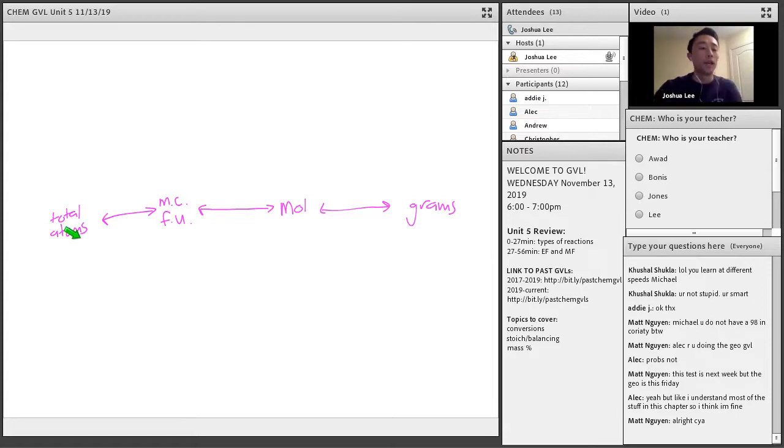So this is pretty much how you convert from one thing to another. Anytime you go between moles and grams, you have to use the molar mass from the periodic table. Anytime you go between moles and molecules, 6.022 times 10 to the 23rd. Then anytime from a group of atoms, molecules or formula units, to atoms, you have to count the number of atoms in one molecule or one formula unit. So that's really it.